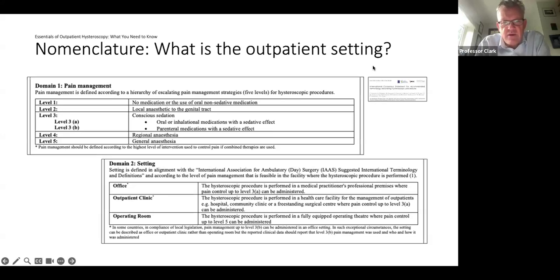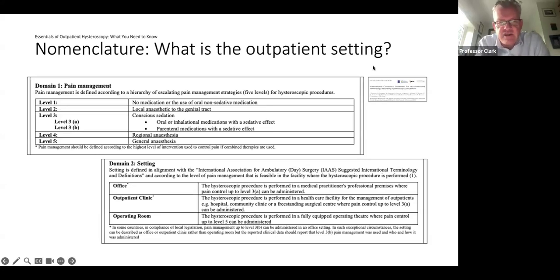Level 3A is oral, so it's, for example, a benzodiazepine or inhalational medications. We'll discuss nitrous oxide and methoxyflurane again later in the talk. But these things can be simply administered through inhalation without additional monitoring, whereas level 3B is parenteral sedative medications. And again, this often requires the use of a trained sedationist.